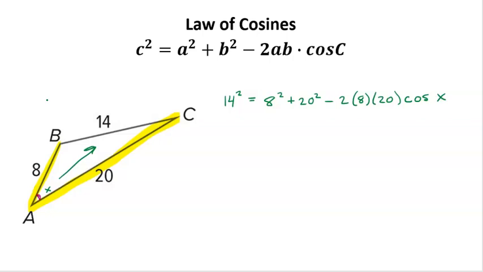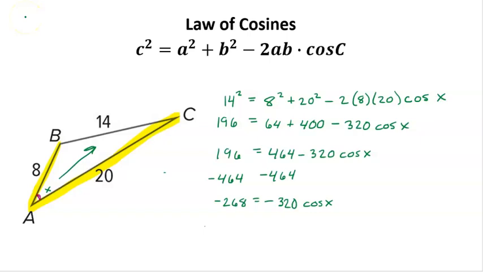You could type this whole thing into the calculator and do it a lot faster, but we're just going to take it step by step. Let's get some of this narrowed down. 14 squared is 196, and then 8 squared, which is 64, plus 20 squared, which is 400, gave me 464, and then minus 2 times 8 times 20. We know 8 times 20 is 160, so times 2 is going to be 320. Then I subtracted 464 from both sides, and this is what I ended up with.